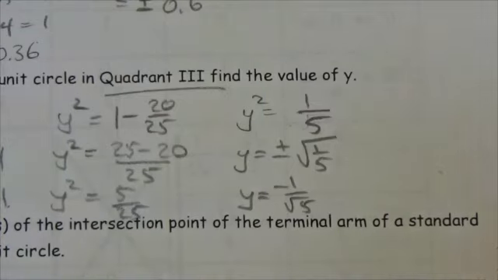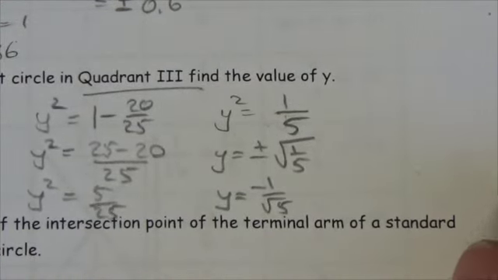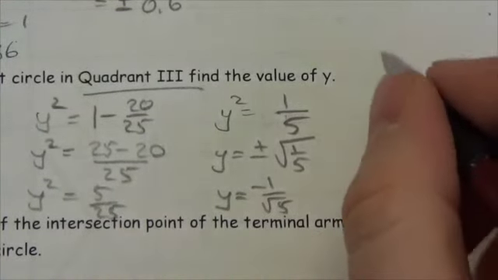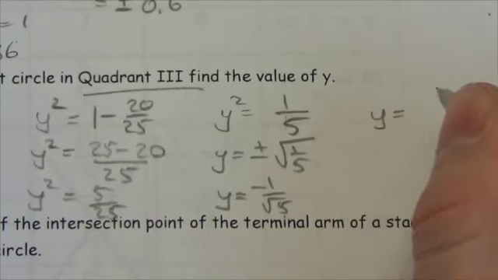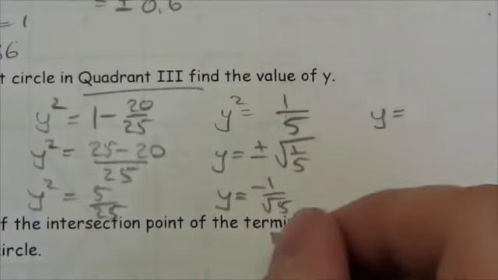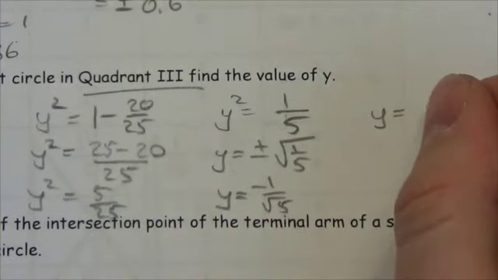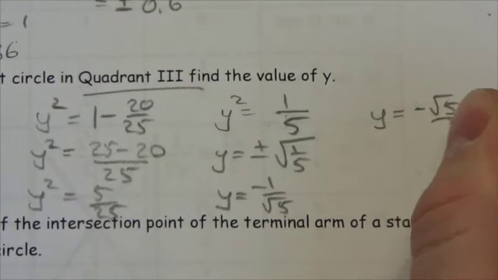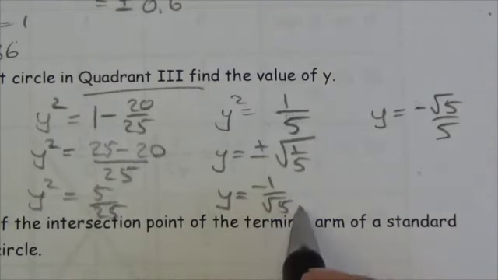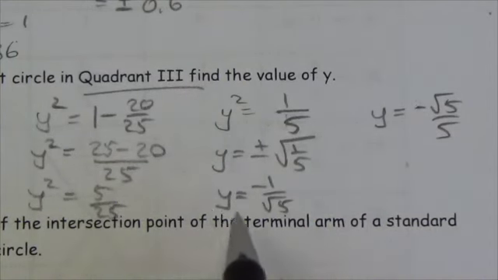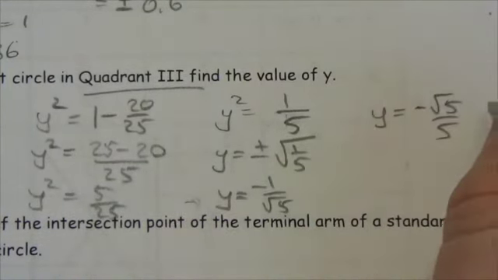Now, you might not be allowed to leave it like that, though. It might not be an issue, but you are very likely going to be expected to take this one step further here and rationalize the denominator and make this negative root 5 over 5 when you multiply numerator and denominator by root 5. Okay? So it could be this, or it could be this.